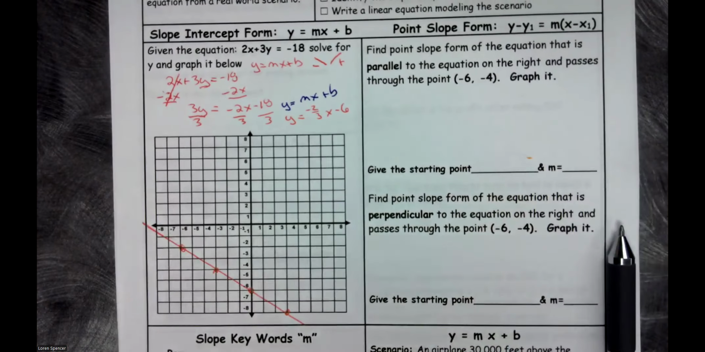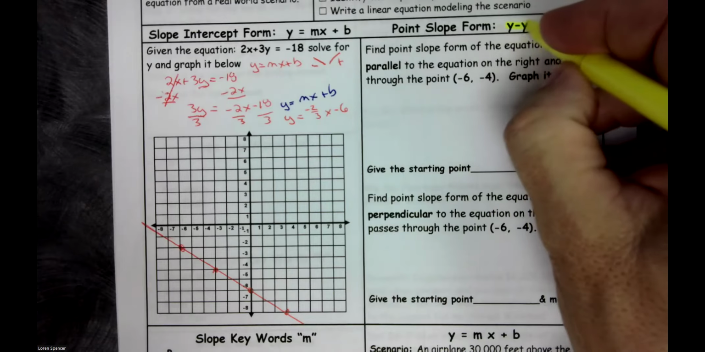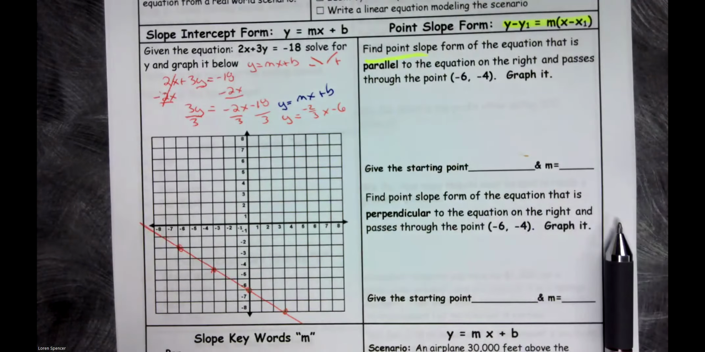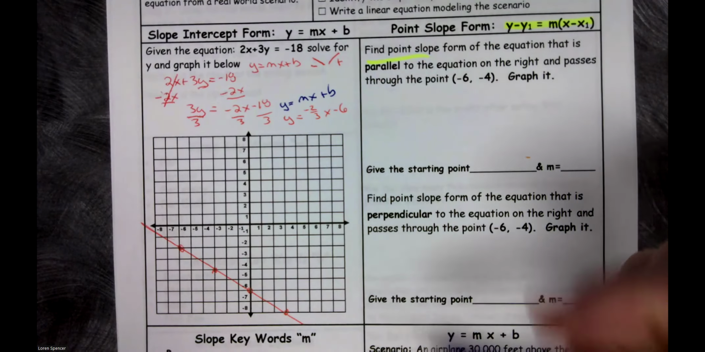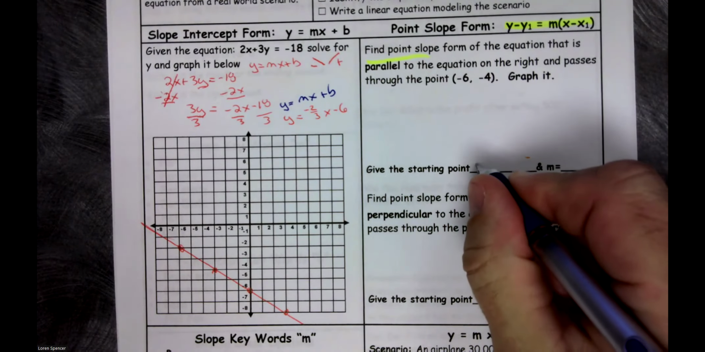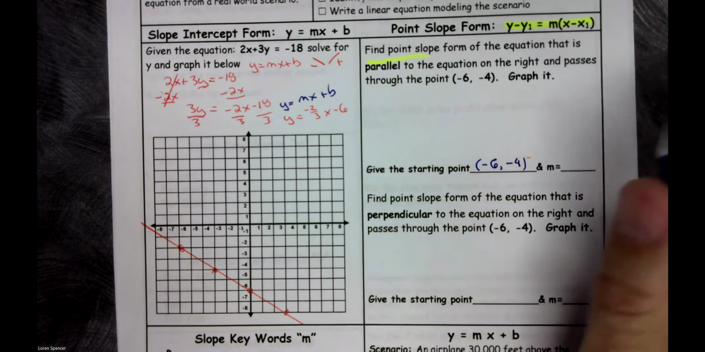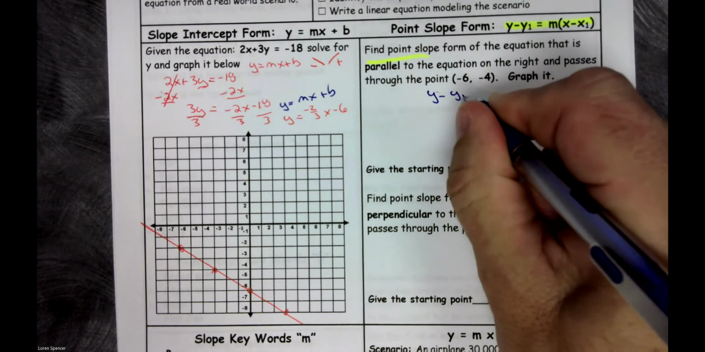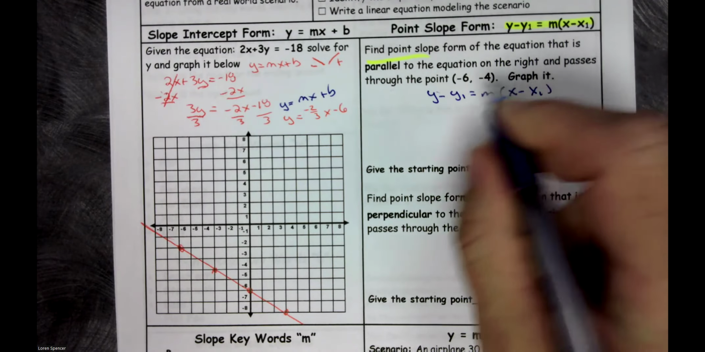Okay, next says find point slope form of the equation. In other words, they want us to use this form right here that is parallel to the equation on the right and passes through the point negative 6, negative 4. Well, the good part is they've already given us a starting point. The starting point they gave us was negative 6, negative 4, so we can write that down. We want this to be in y minus y1 equals m times x minus x1.